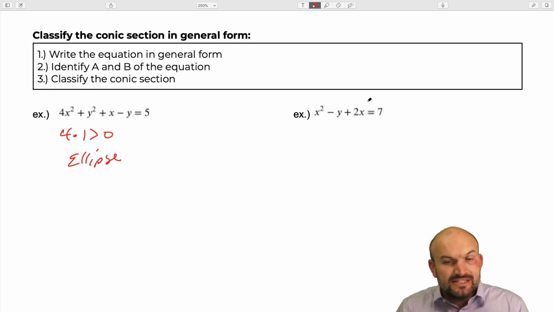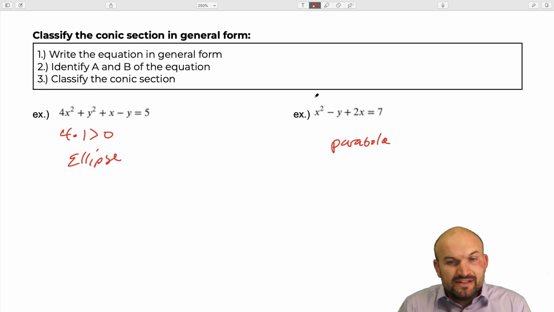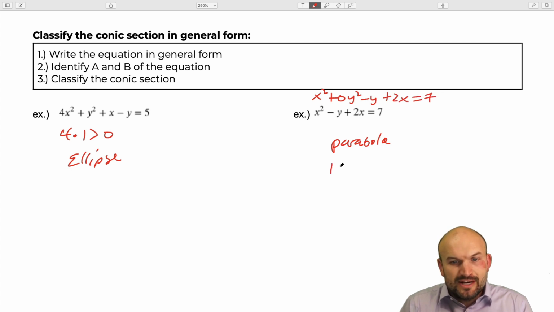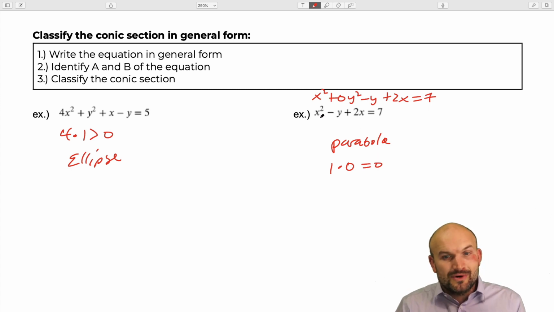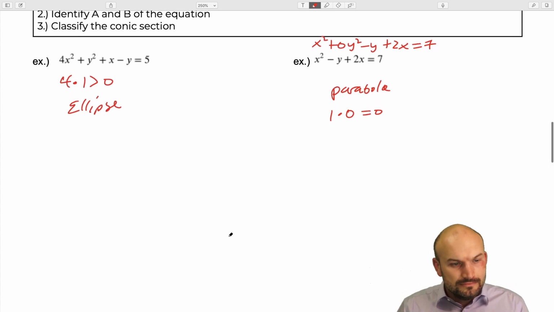Now in this case, you can see that this one's going to be a parabola, because I don't even need to rewrite this out, but I could write it as 0y squared minus y plus 2x equals 7. So therefore you'd have 1 times 0 equal to 0. If there's only one x squared or y squared, it's going to be a parabola.